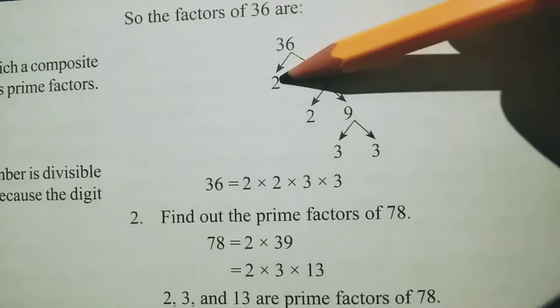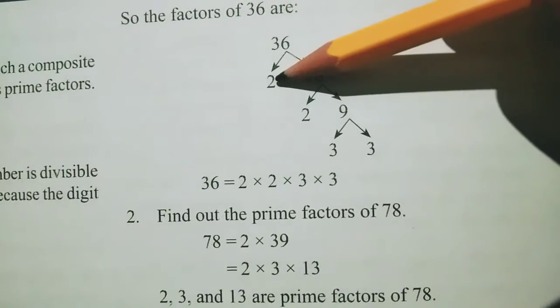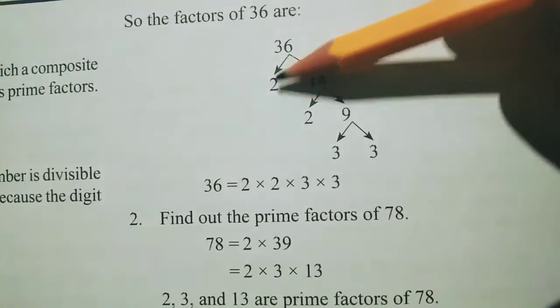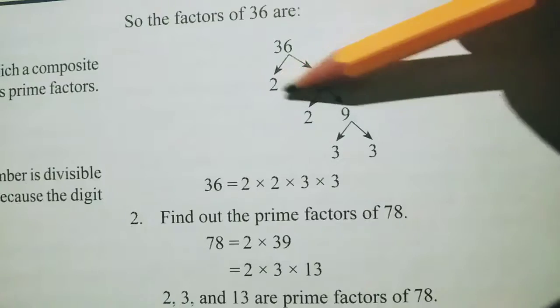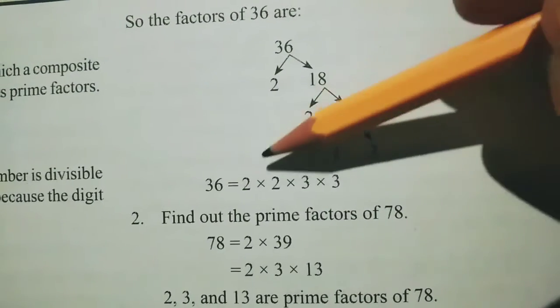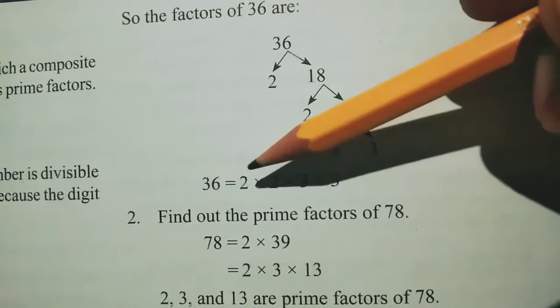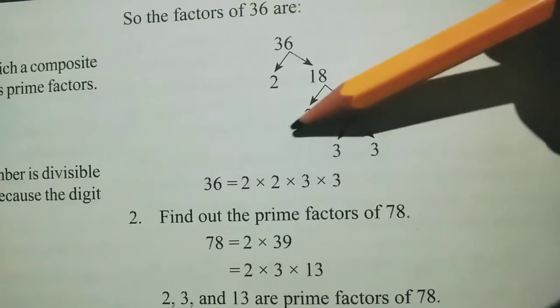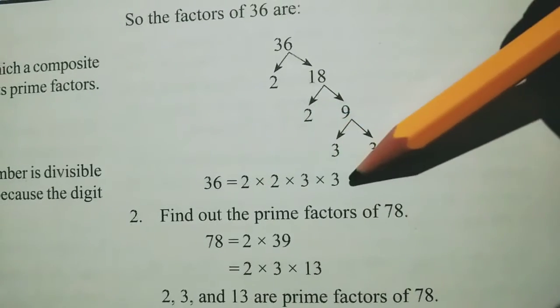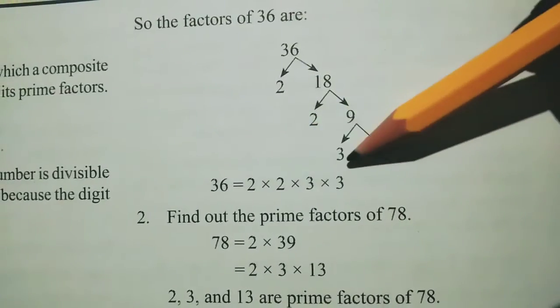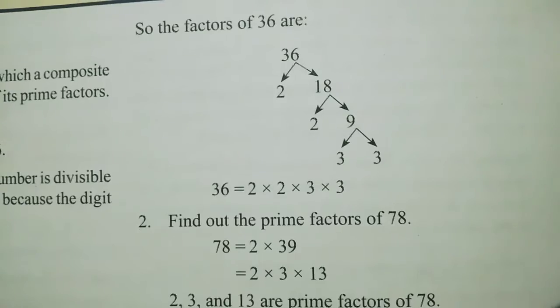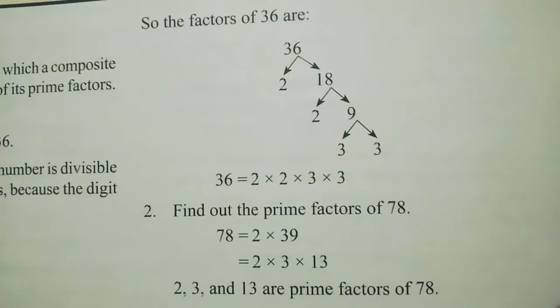So what are the prime factors, or what are the prime numbers here? You have to write in multiplication form, product form. So what prime numbers have you got? 2, 2, 3, 3. So you have to write in this way, in the product form. Product means multiplication form. 2 into 2 into 3 into 3. So 36 equals this much. So this is the way of writing the prime factors in the factor tree method.